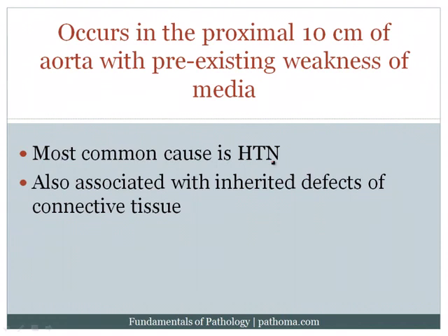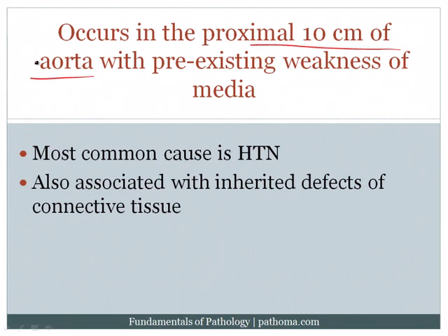And so it usually occurs within the proximal 10 centimeters of the aorta. That's right off the origin of the heart, so it's coming directly from the heart. It's got a ton of pressure associated with it, and it's at that point, within that first 10 centimeters of the aorta, that you're going to find an aortic dissection. So that's principle number one.